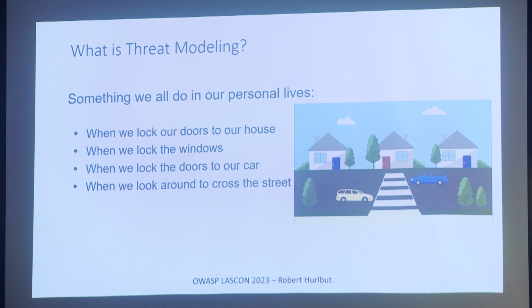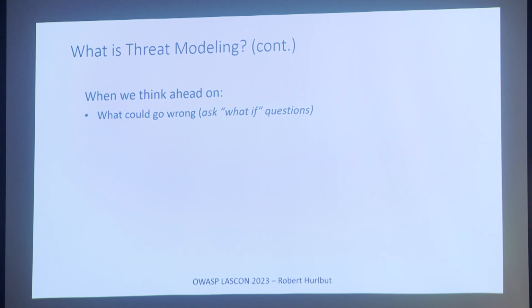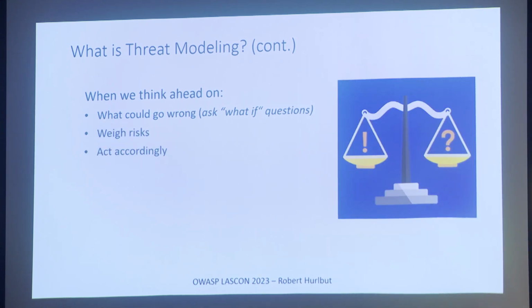Now, it's more intuitive. We don't just say, okay, let me sit down, let me write down a threat model, let me build out this thing. No, it's already there. It's already part of who we are when we're thinking about our personal security, personal safety. But essentially, we're thinking ahead on what could go wrong. We're asking those what-if questions. We weigh risks, we act accordingly, and that's a kind of threat modeling.